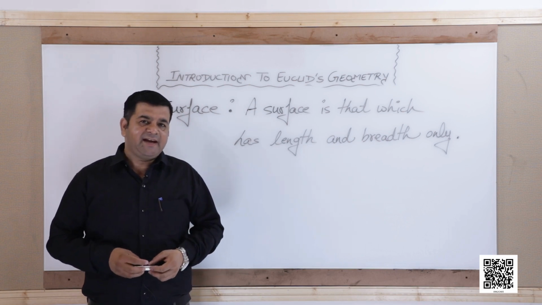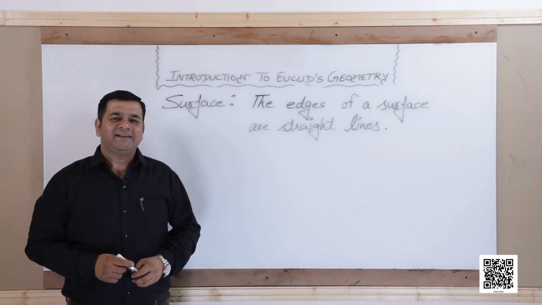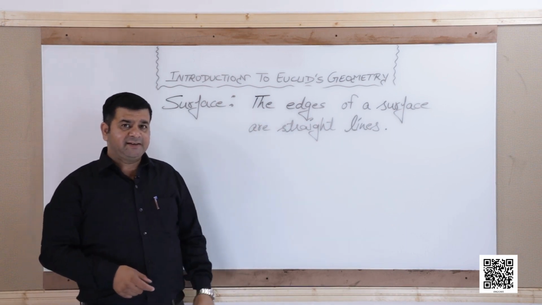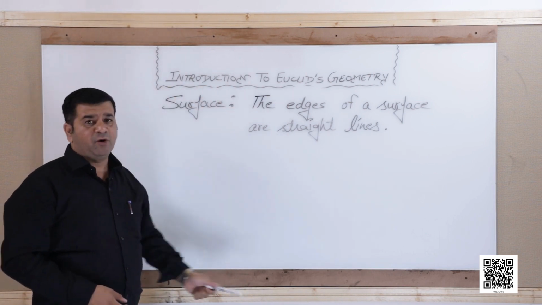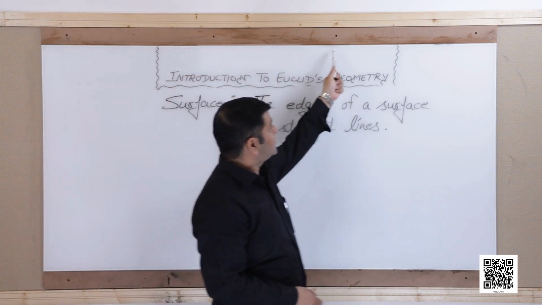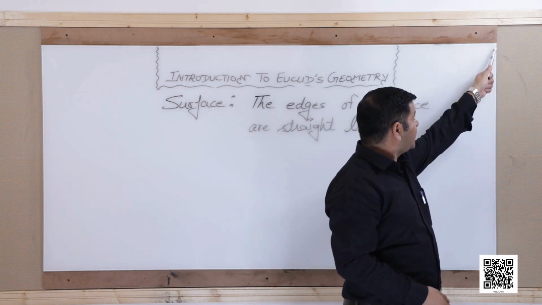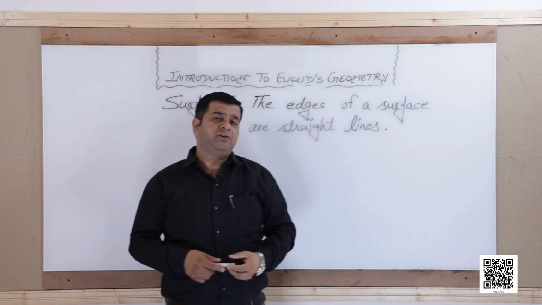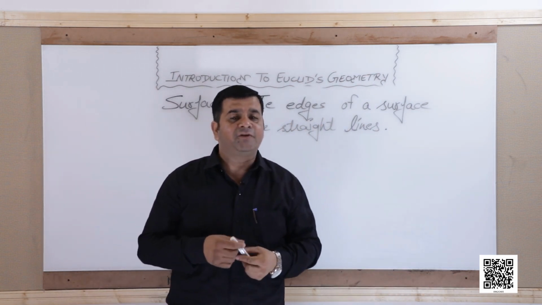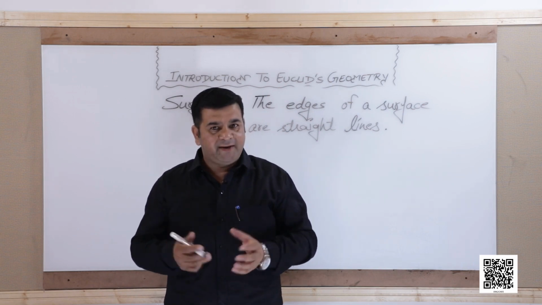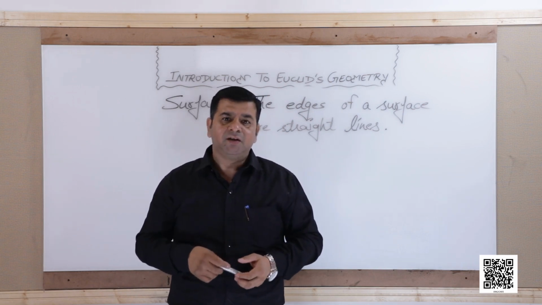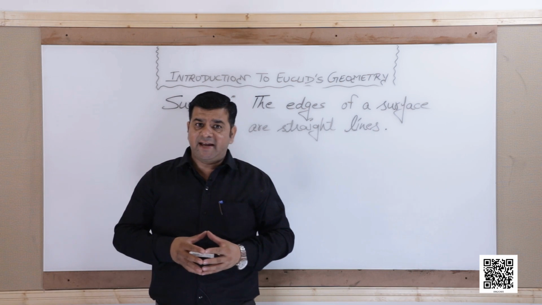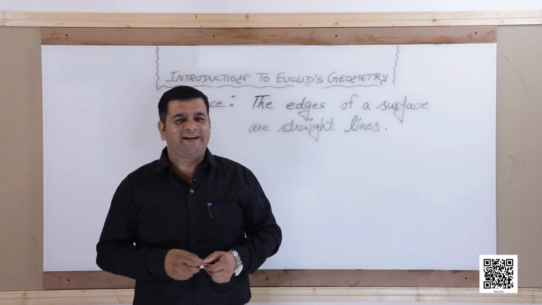It's again a surface. Next, the edges of a surface are straight lines. As you can see on this whiteboard, this straight line is the edge of the board. This again is the edge of the board. You can see this is again a straight line. You can see the edges of the surface of your book or your mobile or any wall or even the tabletop. All these surfaces, their edges are always straight lines.